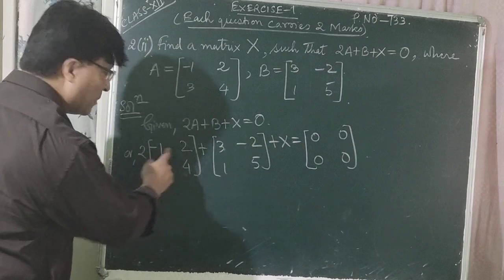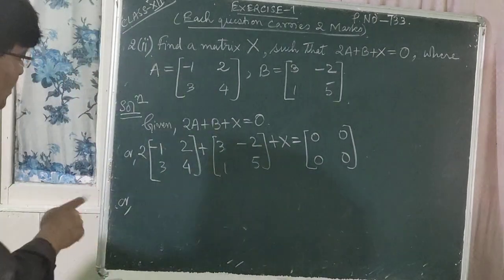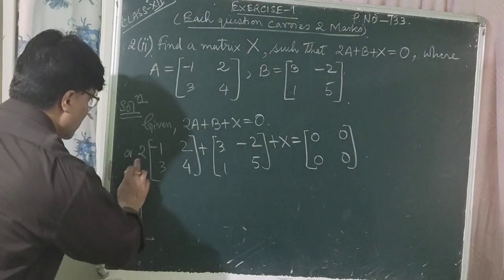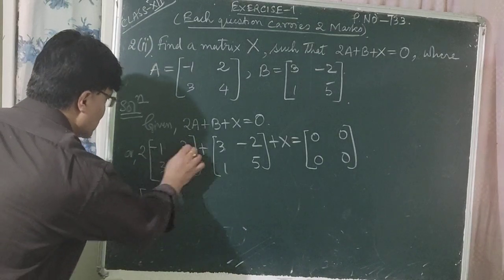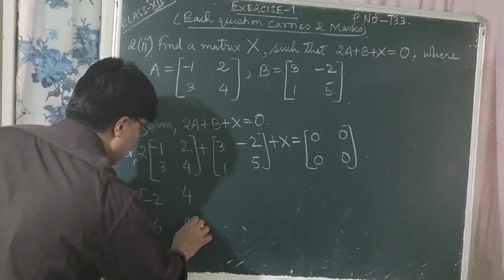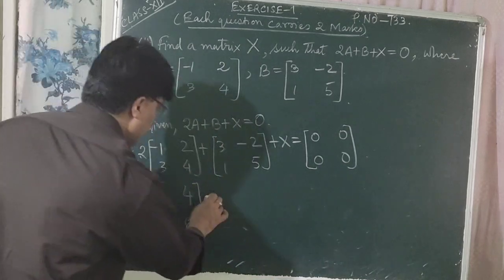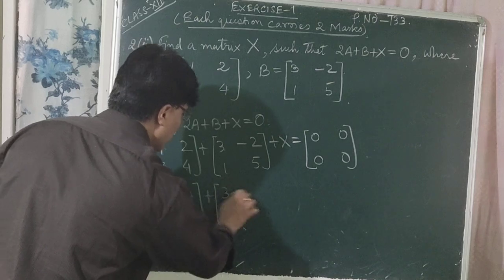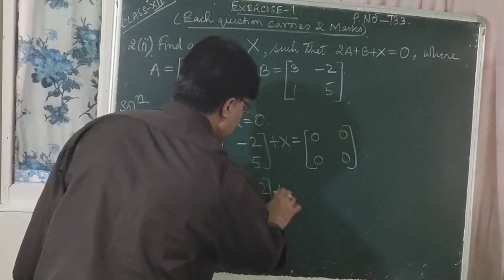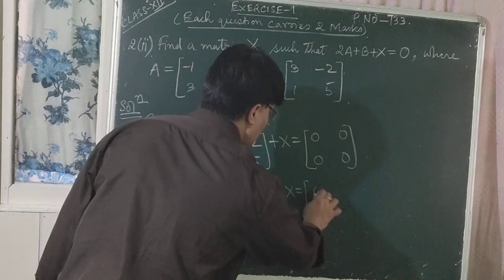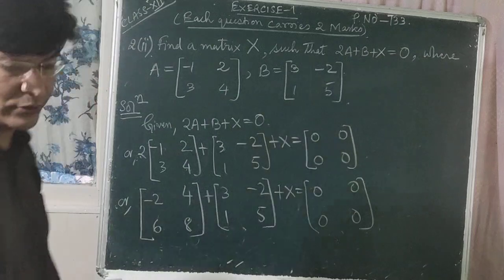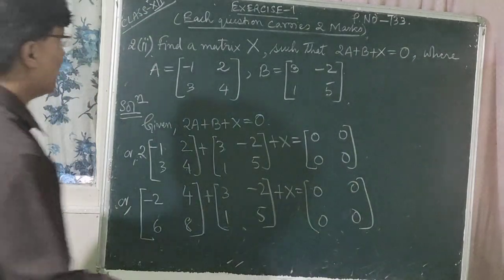So now in this case 2 is the scalar multiplication of this matrix. So you have to multiply all the elements of the matrix by this scalar 2. So 2 into -1, -2, 2 2s are 4, 2 3s are 6, 2 4s are 8, right? Then plus, this is your 3 -2, 1 5, plus X is equal to, this is the null matrix, that is 0, 0, 0, 0. Alright? So let us simplify it now.